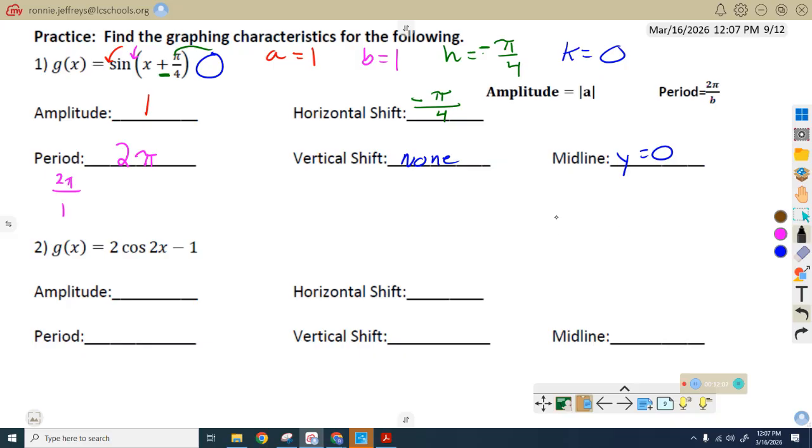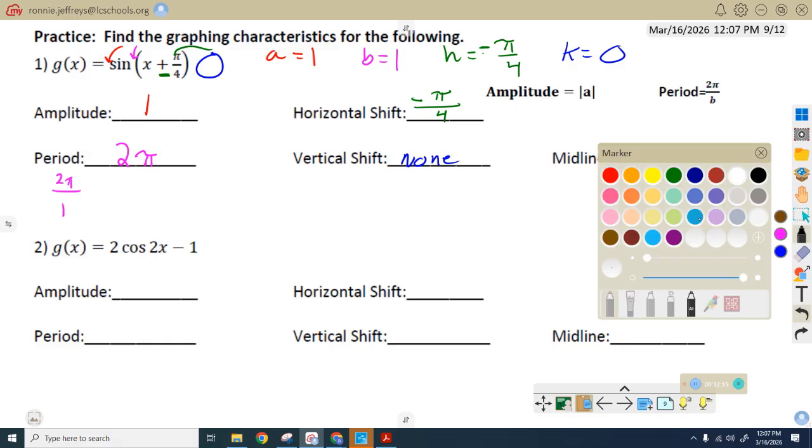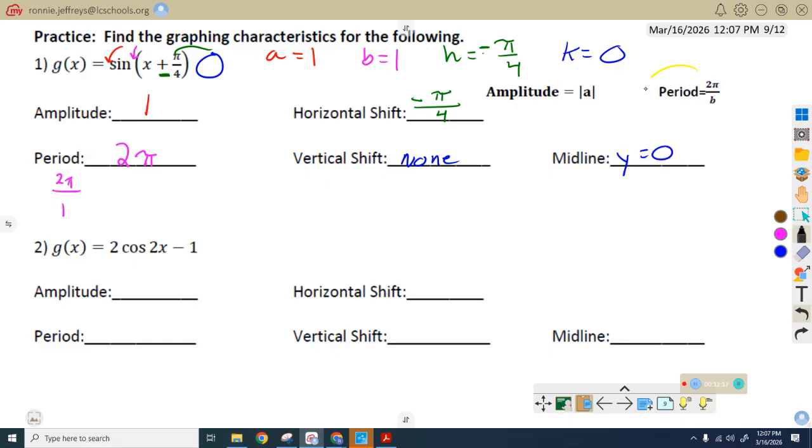How did I get 2 pi for the period? Can you see that I'm trying to circle in yellow? For some odd reason, my highlighter has not been working lately. So we take whatever B is and we put it under 2 pi. That's what we had Thursday and Friday. That's why I asked if anybody had slept since then, because that was supposed to be a back-to-back thing, not a 2-day break.